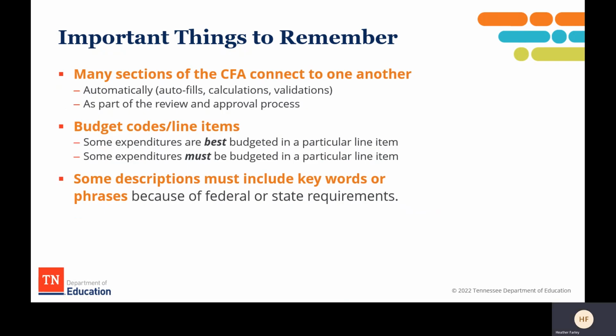It is important to remember when completing the CFA that many sections of the CFA connect to one another, such as the examples I mentioned on the last slide. And do note with your budget code and line items that while some expenditures can be best budgeted in a particular item, there are some that must be budgeted in a particular line item, such as a class size reduction teacher for direct instruction would be placed in 71100-116.